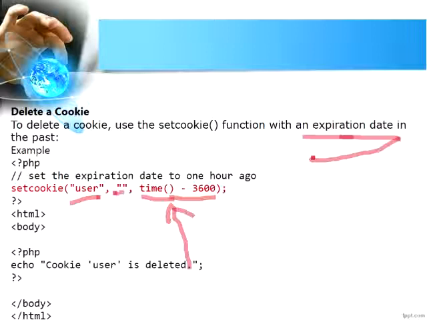So we can write time minus 10, time minus 20, time minus 100. It is not important. The value is not important. The time must be in the past. And if the time is in the past, automatically the cookie will be deleted, because the expiration date is in the past.